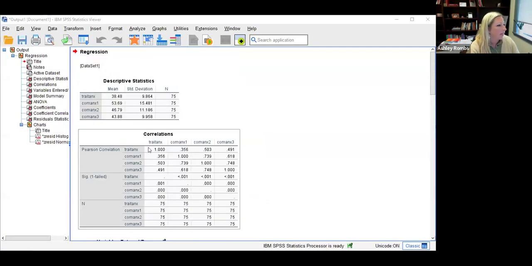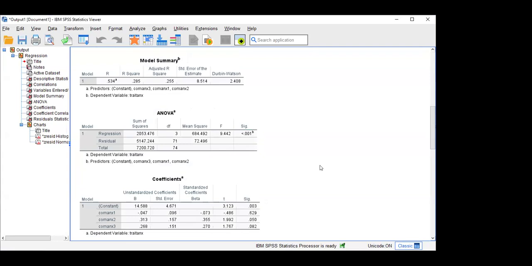Okay, so if we go back to the correlations table, which is where we've got descriptive statistics and correlations. That's where I found my Pearson correlation for trait and computer anxiety 2 right there. And then computer anxiety 2 and 3 together are 0.748. Make sure I'm sharing the right screen. Yeah, you're seeing the output now, right? Yes.